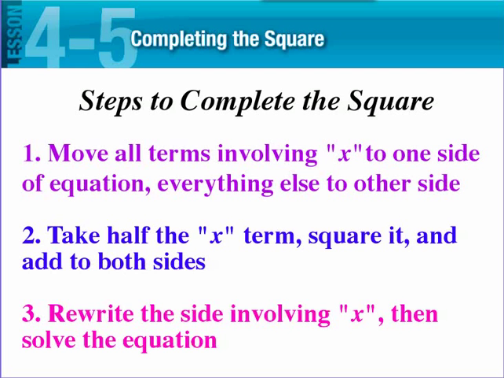The second step is to take half of the x term. We're going to square that number, and then we're going to add that to both sides. And then the final step is to rewrite the side involving x, and then we're going to solve the equation.